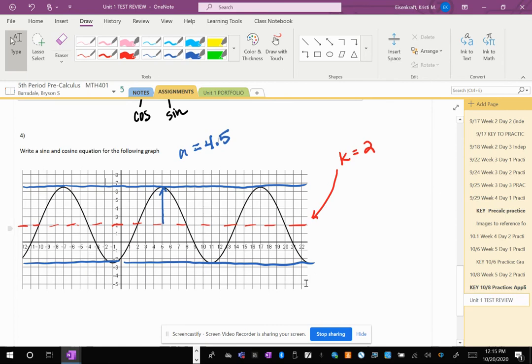All right, now we need to know that fun little thing called the B value. Okay. Yeah, B value. So here we go, B value.